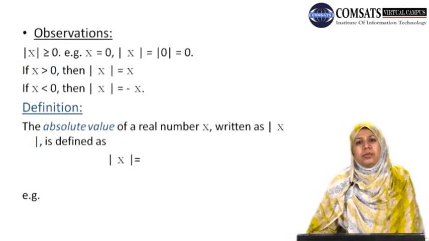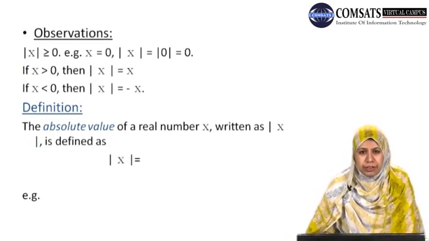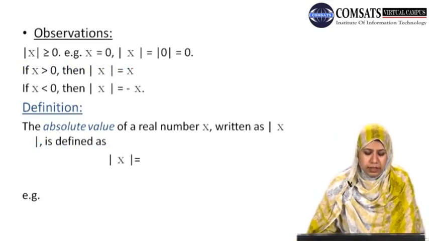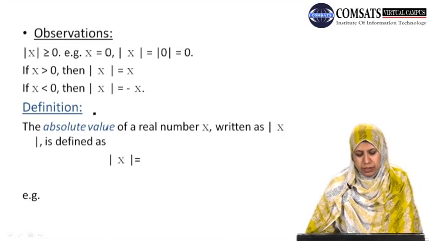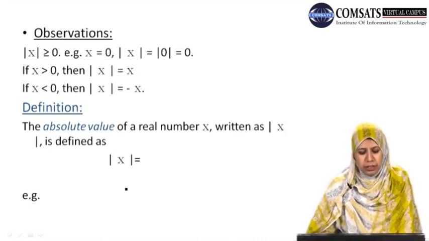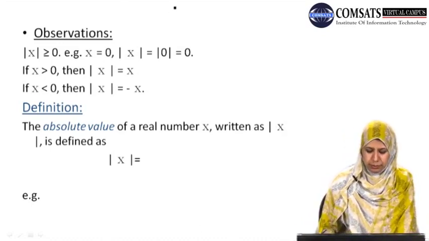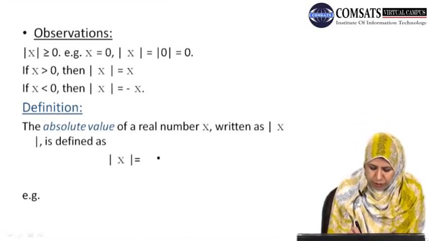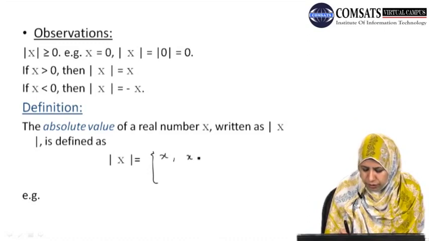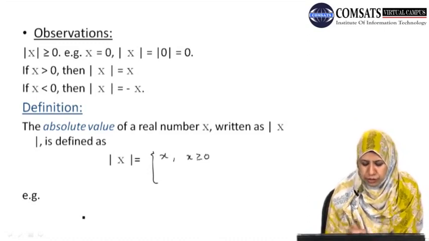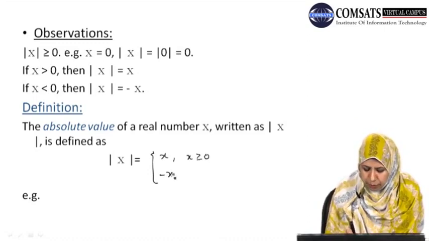So using all these observations, we formally define the absolute value. The absolute value of a number x, written as x between vertical bars, is defined as x whenever x is positive or equal to 0, and minus x whenever x is negative.